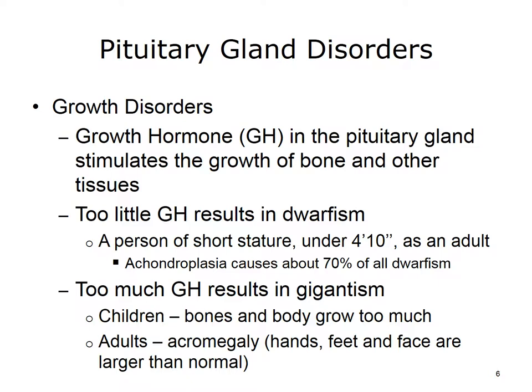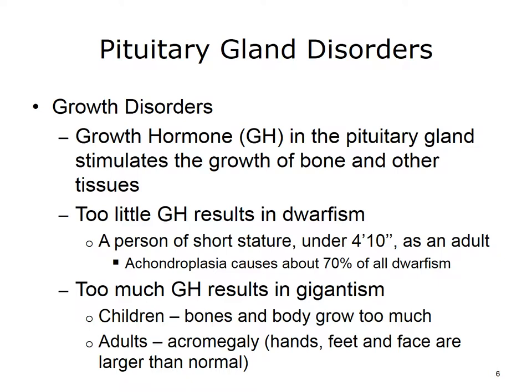With pituitary disorders, you often have too much or too little of one of your hormones. Injuries can cause pituitary disorders, but the most common cause is a pituitary tumor. As we have learned, the pituitary gland makes growth hormone, which stimulates the growth of bone and other tissues. Children who have too little of it may be very short.